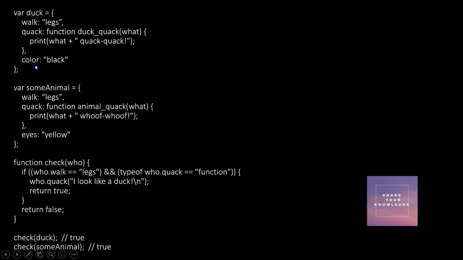Now some animal has become a duck by just having the walk property and quack method in it. So that's how it is, so simple. Okay, this is called duck typing. Just by introducing the methods, you are making it look like a duck.